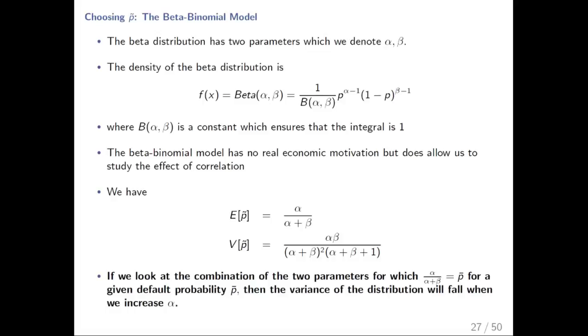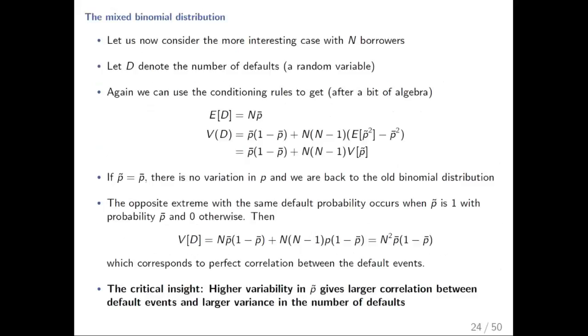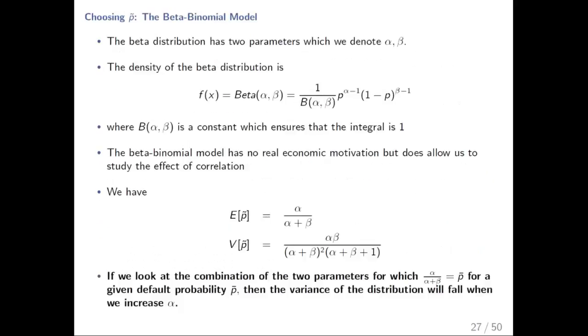Because the variance of p bar is closely related to the correlation. The more variable is p bar, the more variable is the number of defaults. The more variable is the number of defaults, the larger is the correlation between the defaults. Okay, so these are parameters that you can calibrate in your head.